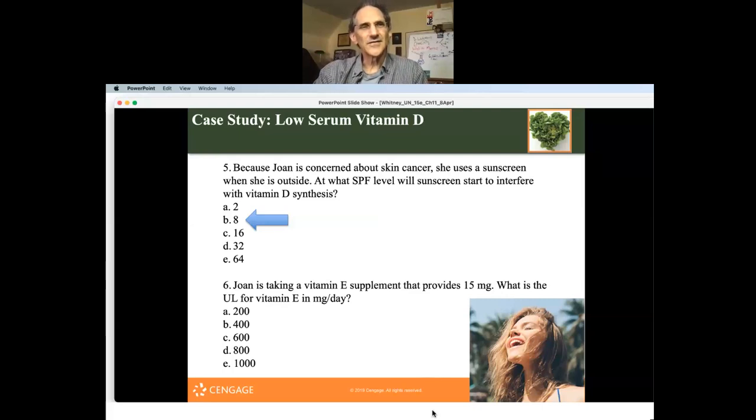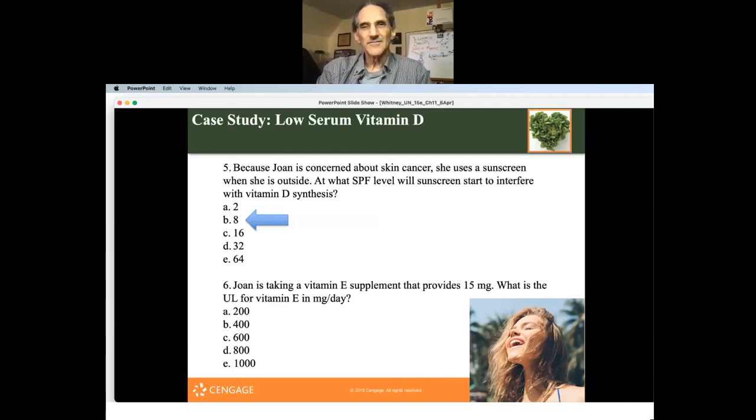I don't know if it's a linear relationship as you go up to the maximum SPF. Does it linearly subtract from our potential vitamin D? Might be something to look into. Joan is taking a vitamin E supplement that provides 15 milligrams. We heard that in the last part of the description of this scenario. What is the upper limit for vitamin E in milligrams per day?